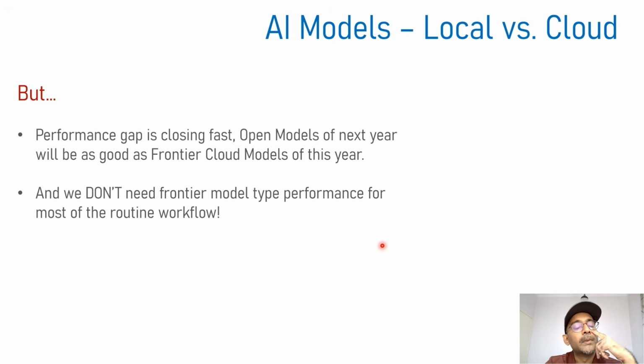Okay. So again, we saw the disadvantages, but what I want to highlight is the performance gap between top end cloud models compared to the free models. It's actually closing very fast, because open models of this year are as good as the cloud models of last year. That's the sort of thing we're talking about. And another important thing is, for most of our use cases, we don't need a very smart model. We just need a model like Google Gemma 4.